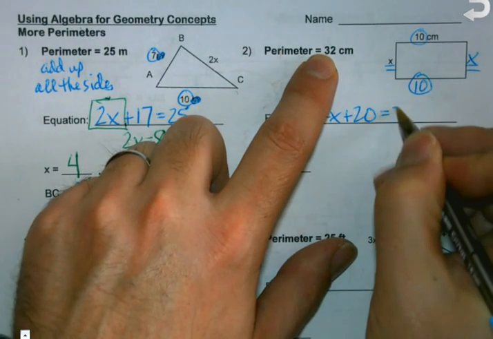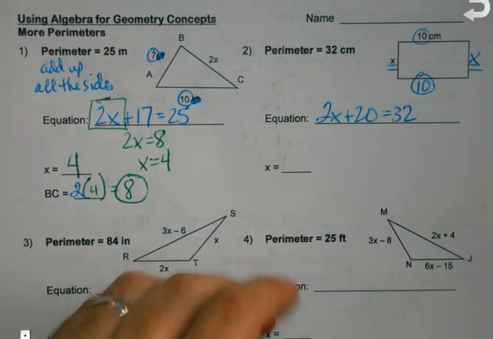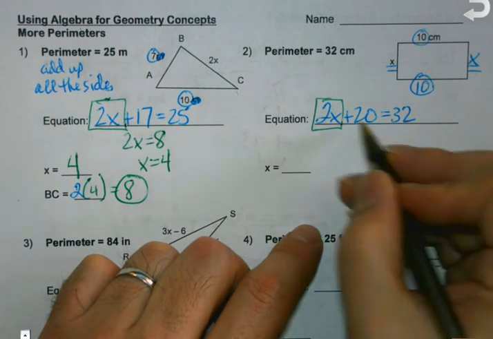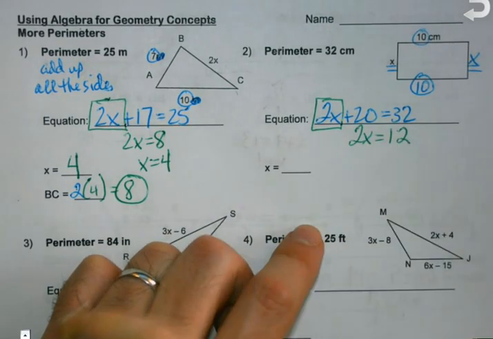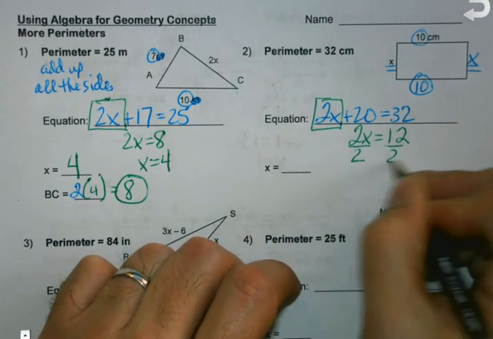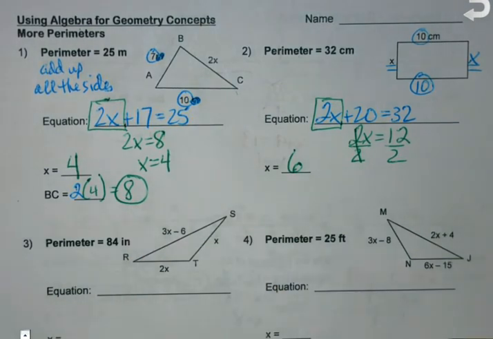And they tell me what the perimeter is. So I add up the parts they've given me around the outside, and I set them equal. Then again, I'm working on getting 2X by itself. So I'll minus the 20 over, and then just divide by 2. And all I was asked for this time is to find X. I'm good with that. So I'll just find X and be done, because that's going to be my width on each of those.